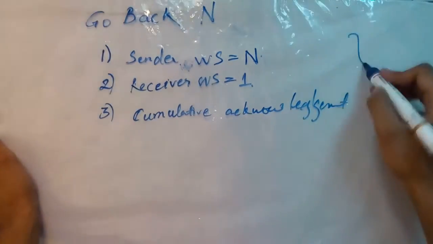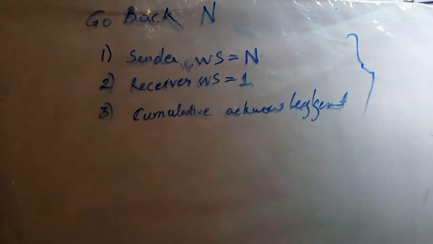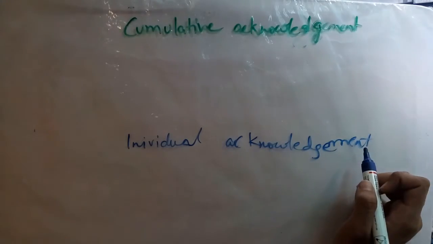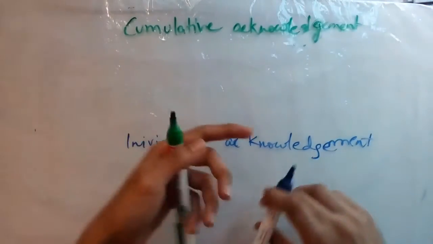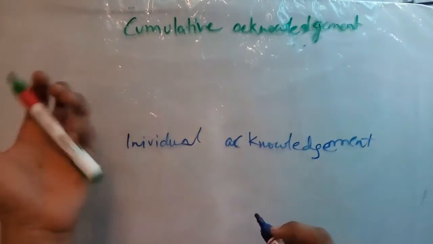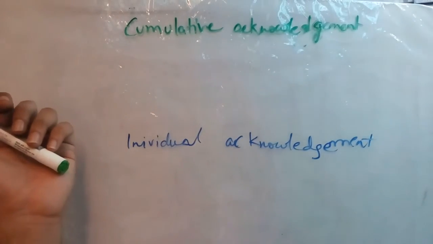Okay, these are the three features. Now, what is a cumulative acknowledgement? There are basically two kinds of acknowledgement. One is cumulative and the other is individual. First, let me explain what is individual.